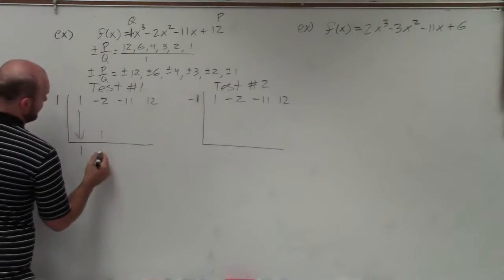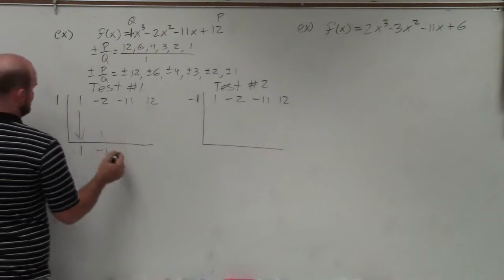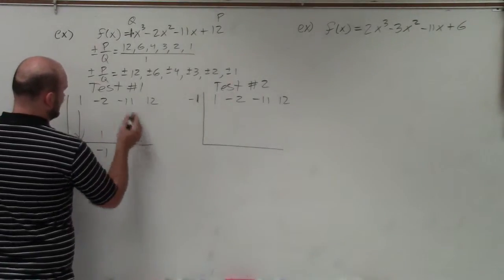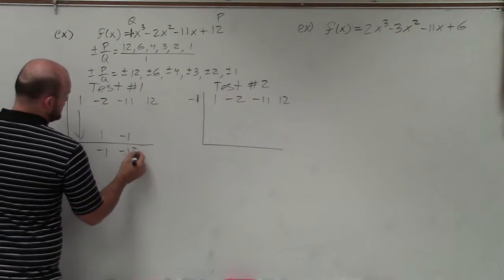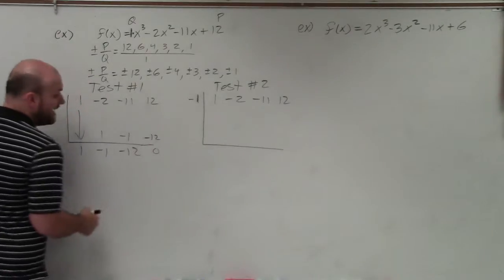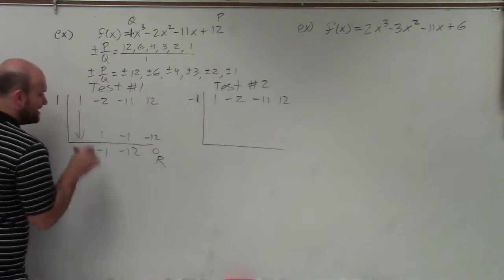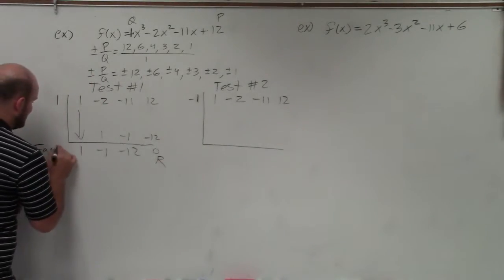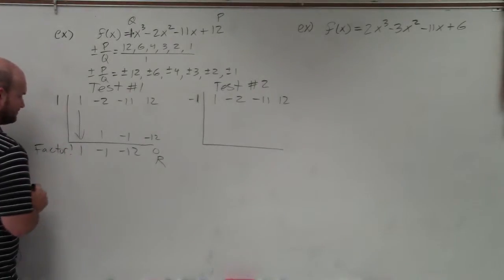Negative 1 plus 1 is negative 1. Negative 1 times negative 1 times 1 is negative 1. Negative 11 plus negative 1 is negative 12. Negative 12 times 1 is going to be a negative 12 and 0. Hey, guess what? It's a remainder. Since that's a remainder, that means this is a factor.